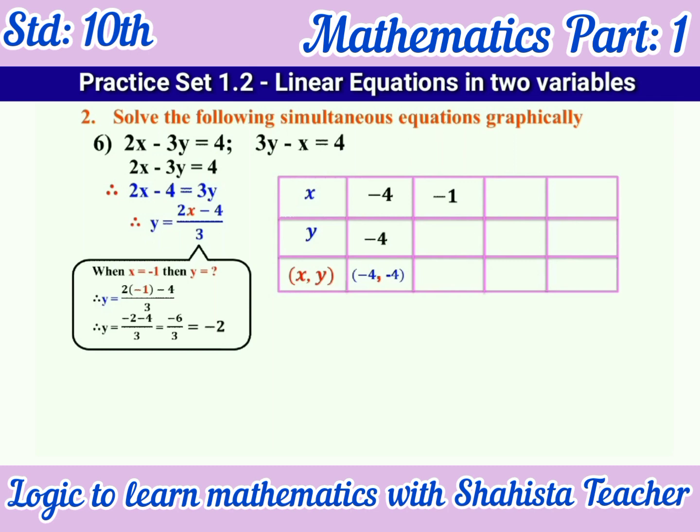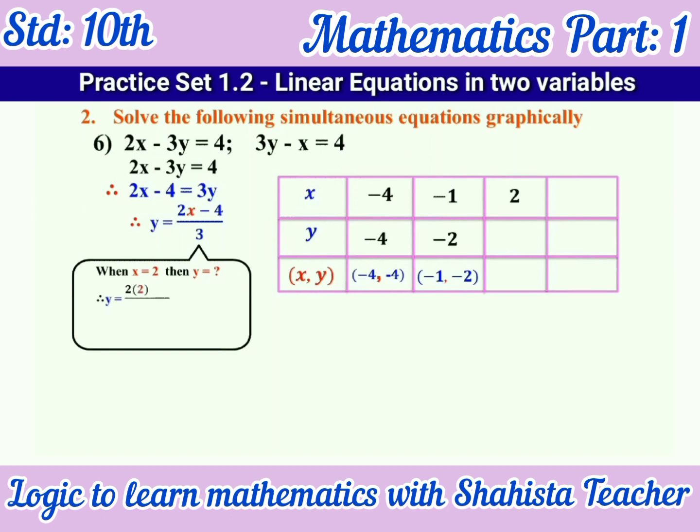So x is minus 1 and y is minus 2. So simple. Yes, minus 1 comma minus 2. Now let us take the value of x is 2 and we don't know the value of y. Again I am saying you have to consider the value of x. You can take any number for x.